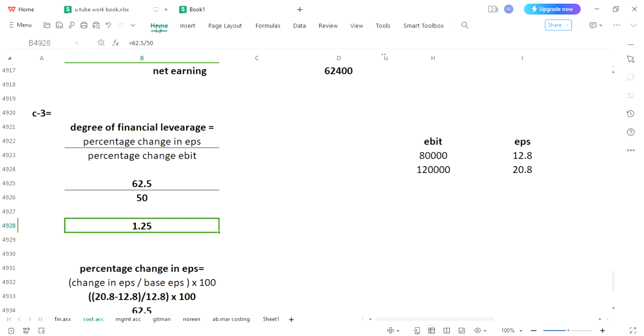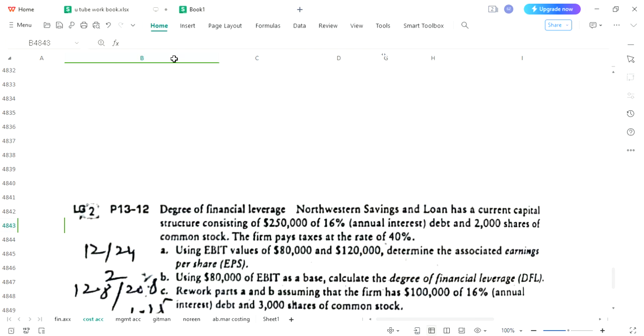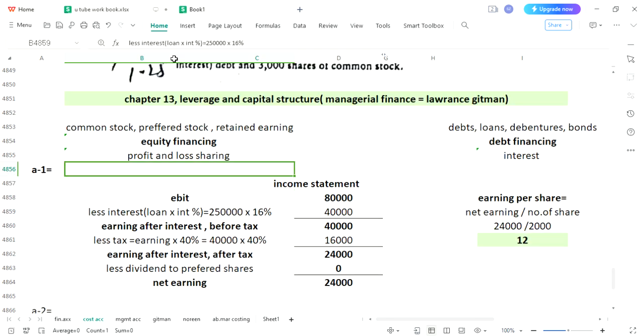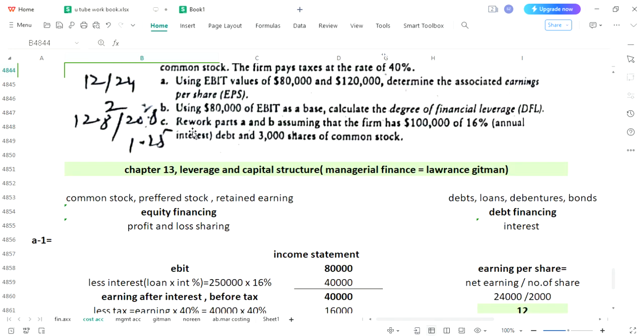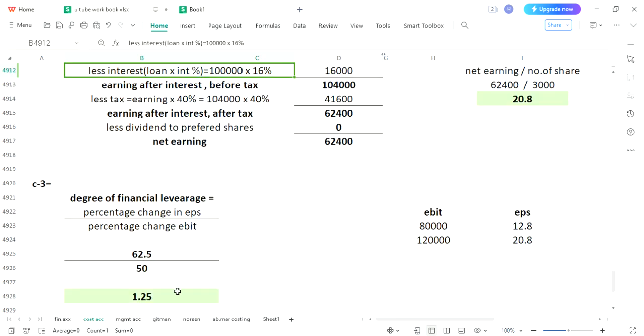So you have got your degree of financial leverage: 1.25. Since it's your answer, let's mark it. Go back to the question and see what the answer was. For the C part, the last answer 1.25 is mentioned over here, and we have calculated 1.25 as well. In this way, all answers are calculated and matched.